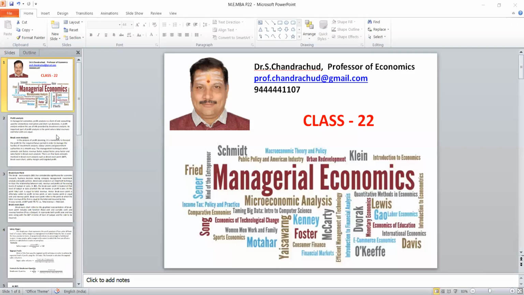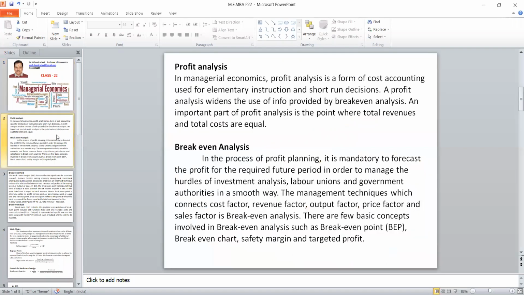Today we are going to discuss profit analysis. This is the last chapter as far as our syllabus is concerned, but it is an important topic. Why? Because every firm is trying to maximize profit. First, we should know what we mean by profit. Profit is the difference between revenue and cost. Either you have to increase the revenue or reduce the cost. In this way, we can maximize the profit.